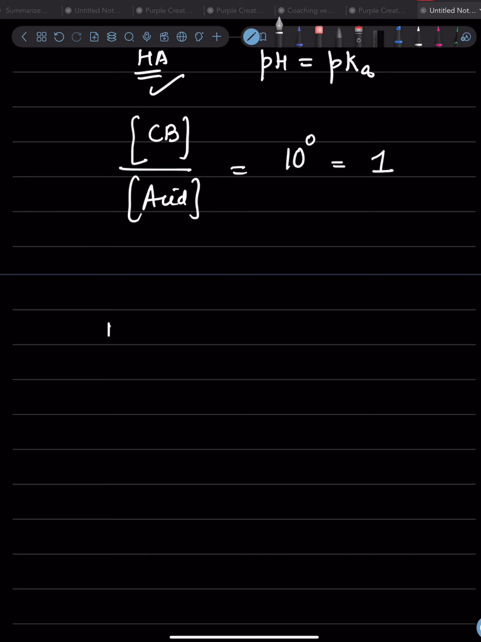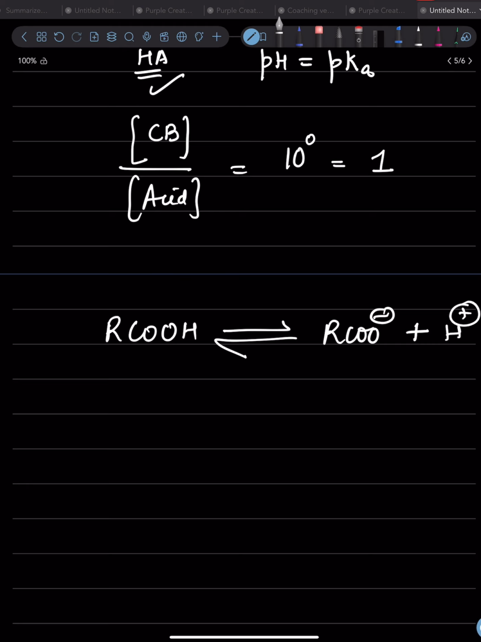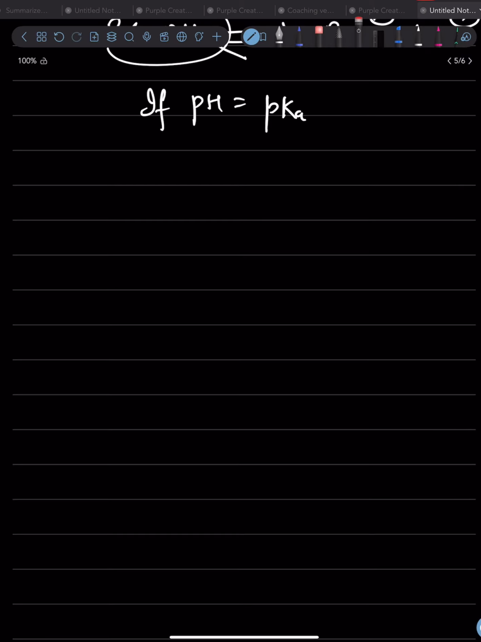So suppose you have an acid like this, RCOOH, and it dissociates to give RCOO minus plus H positive ion. I'm just writing it simply like this. Fine. So if the pH of the solution is equal to the pKa of this acid, it means 50% of the molecules will exist in this form, 50% in this form. Fine. So this is of utmost importance in drug designing and drug action.